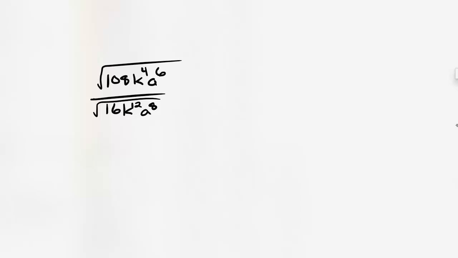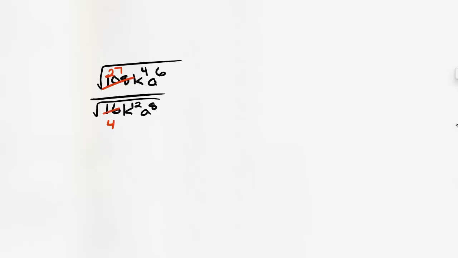But what I mean is we can cancel, for instance, between the 16 and 108, any common factor. I found there's a common factor of 4. So I'm going to divide the 108 by 4, and I get 27. I'm going to divide the 16 by 4 and get a 4.